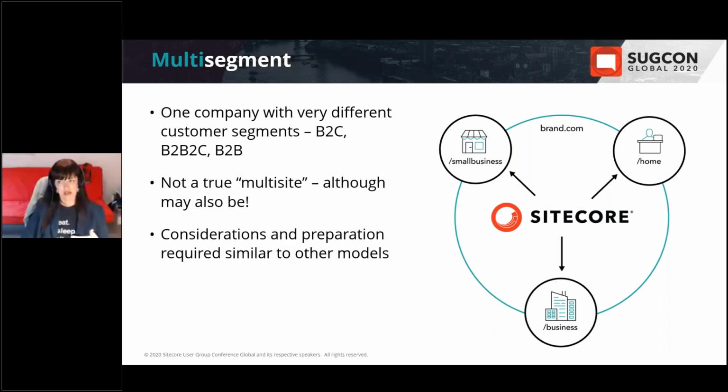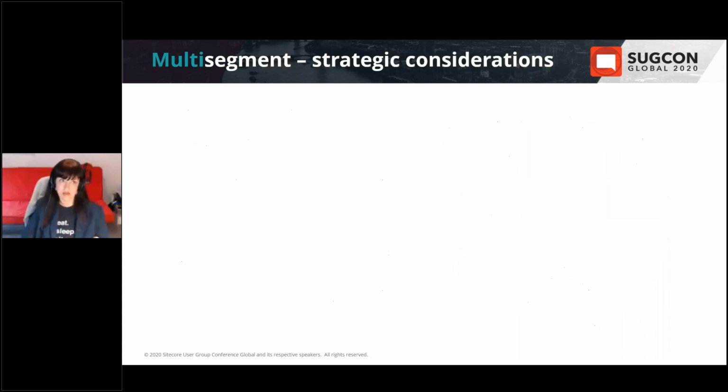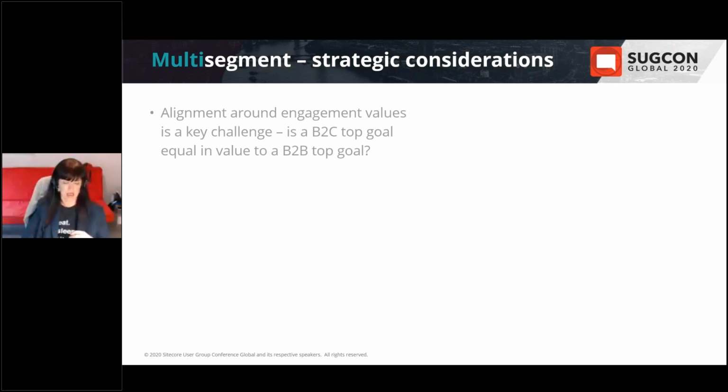So the consideration therefore and the preparation required is similar to the other models, and that's why we included it in this white paper. You can have a really big diversity of objectives here, channels to market, customer profiles, and even products. It can all be really different. So this is where you want to be keeping things really, really tidy in your marketing control panel. So some strategic considerations here. Alignment around engagement values is a key challenge.